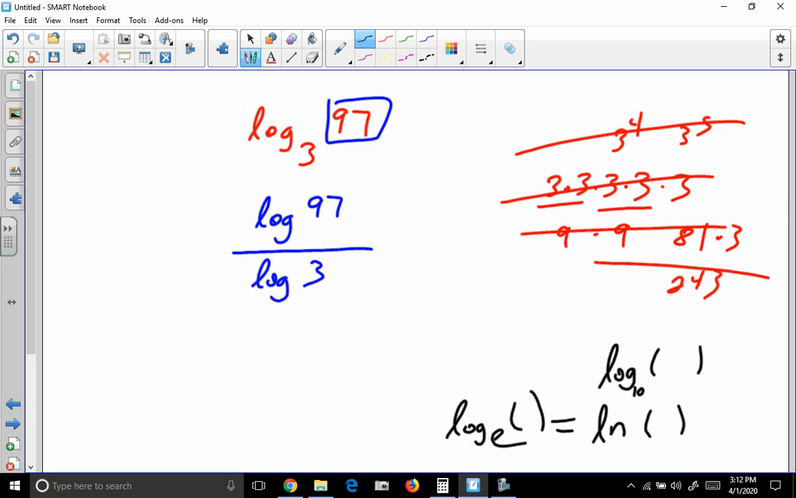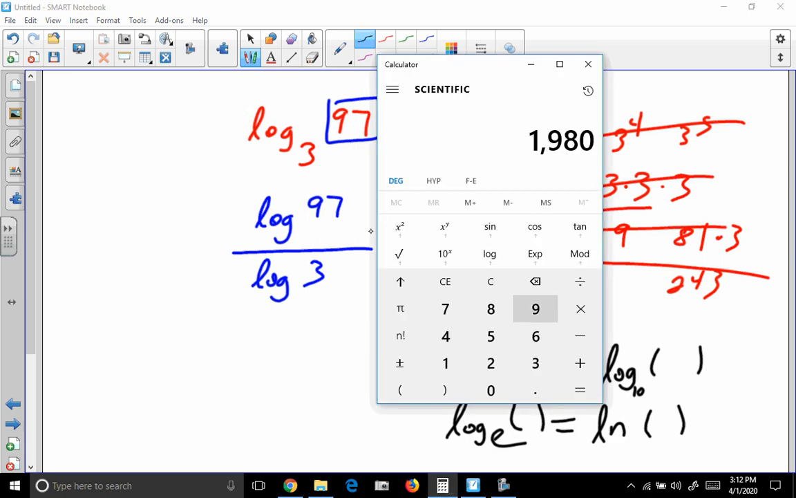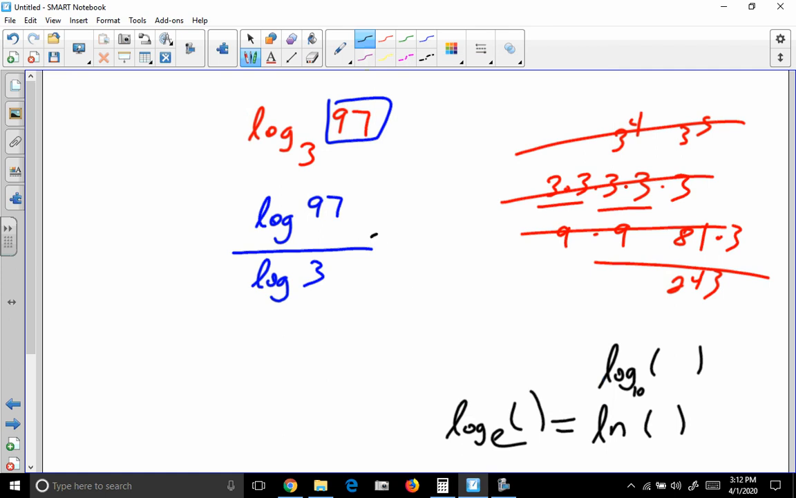So we can do log base 10. We can take log base 10 of 97 divided by log base 10 of 3, and we're going to get a decimal. Remember when we did 3 to the fourth power, we got 81. This number is a little bit more than that. So the exponent we're looking for is about 4.164.